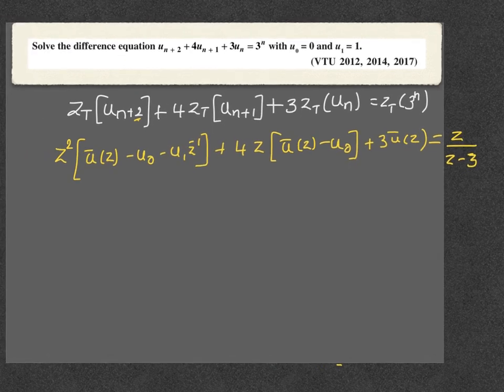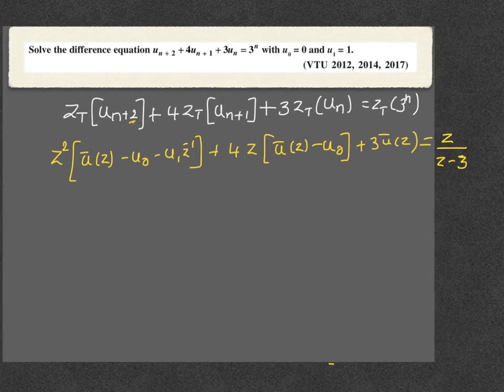Now what you can do is first take u bar z common out, so we have u bar z here, u bar z here, u bar z here. It gives the equation z square plus 4z plus 3 times u bar z. For the remaining terms, we use the conditions given here. u0 is 0, u1 is 1. So substituting u0 is 0, we get this is 0 and this is 0.